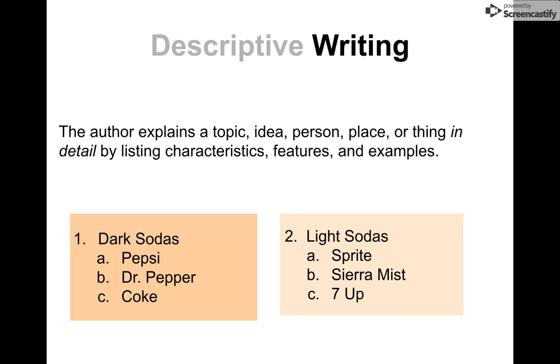Last, we have descriptive writing. So this is where the author explains a topic, idea, person, place, or thing in detail by listing characteristics, features, and examples. So this is where you're just describing something. You're giving multiple details to help people understand it. So we have an example. If you're looking at describing different dark sodas or light sodas, you list out the different kinds to help people understand what it is that you're talking about.